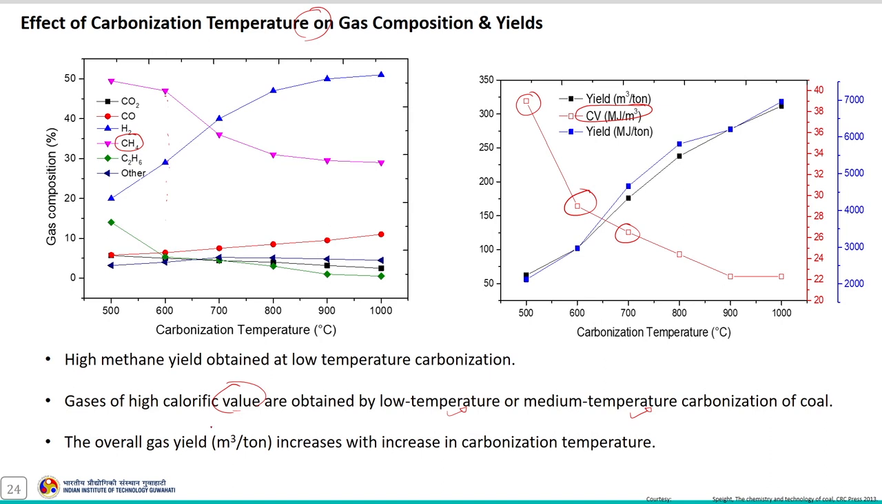And the overall gas yield in meter cube per ton increases with increase in the carbonization temperature. And therefore, the suitable temperature range needs to be selected during the carbonization process to obtain sufficient product yield.